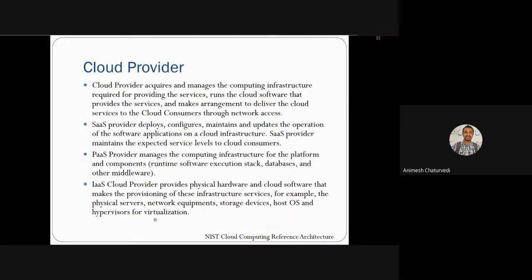Cloud providers acquire and manage some computing devices, some computing platforms, some computing services, means they provide some software. They make arrangements for delivering particular services to certain types of cloud consumers. So they actually administer network access as well. Thereafter, cloud providers are of three types. The software as a service provider actually develops, configures, manages, and updates the operations of software applications. Means if you are a software as a service provider, then you develop, configure, and maintain some software application on cloud infrastructure. Then the software as a service provider actually maintains the expected service level for the cloud consumer.